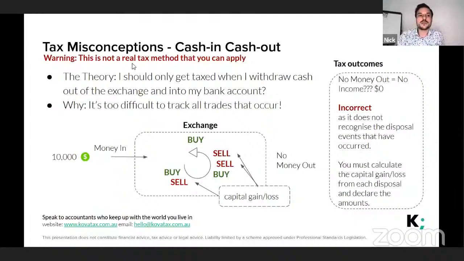All of those sales are disposal events. You do have to calculate the gain and loss from each of those. You have to add them up and you do have to declare them. Though it may sound like a simple way or maybe a proper way, it is not. And there's nothing about this in legislation. So you cannot apply this method at all.